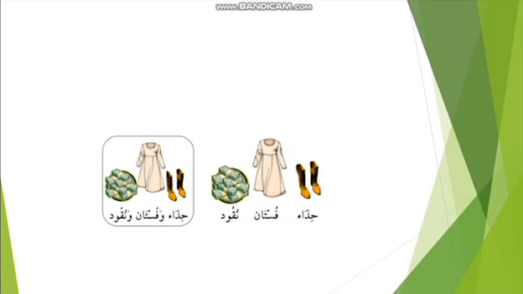Repeat after me. حذاء is shoe. فستان is dress. نقود is money. حذاء وفستان ونقود, a shoe and dress and money.